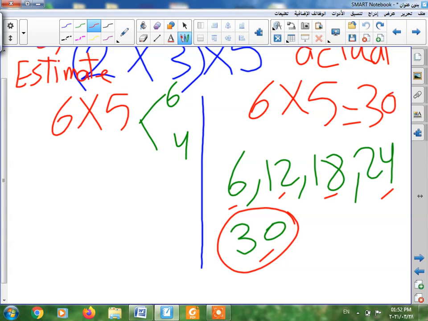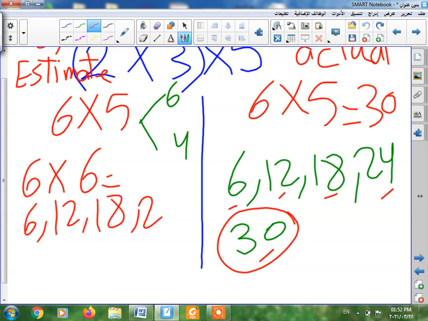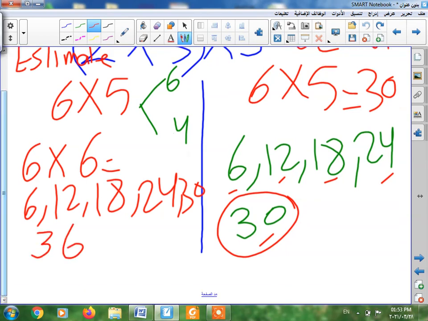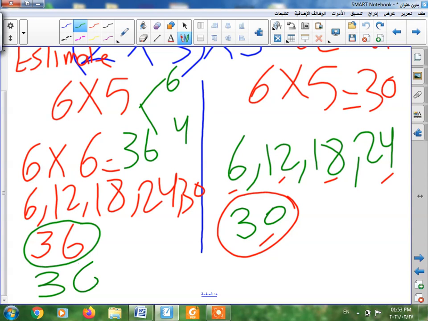But for the estimation of 6 times 5, we find the after of 5, which is 6. 6 times 6, skipping 6 six times: 6, 12, 18, 24, 30, 36. The product equals what? 36. Is 36 smaller or bigger than 30? Smaller or bigger than the actual? So 36 is bigger than 30.